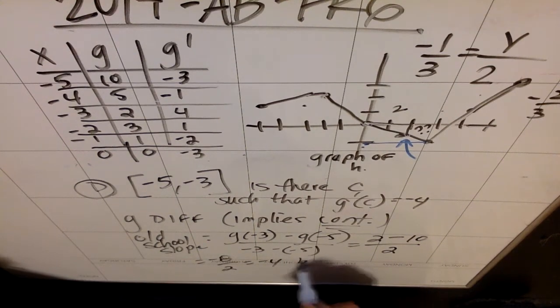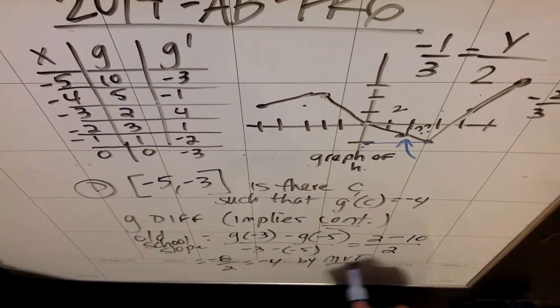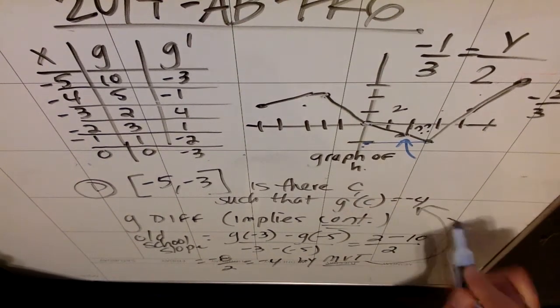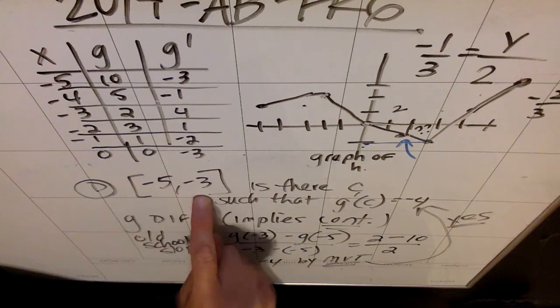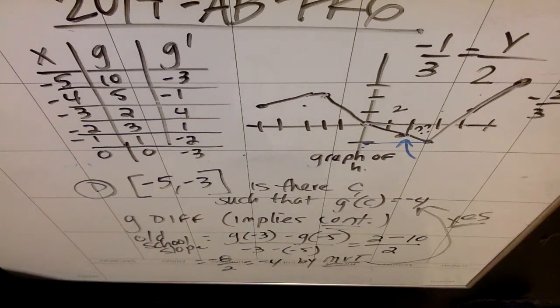So, by the mean value theorem, which totally applies, the answer is yes. The mean value theorem applies because g is both continuous and differentiable, and because when you find the old school slope between these two endpoints, you get the negative 4 that's listed. So yes.